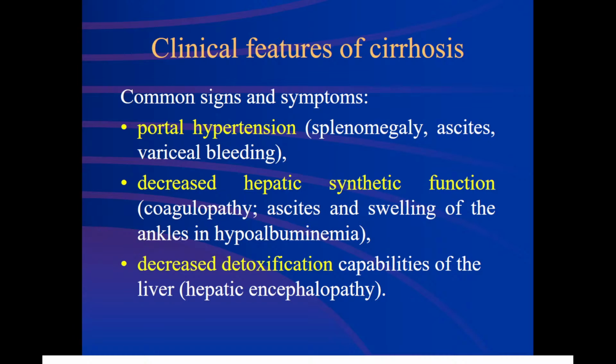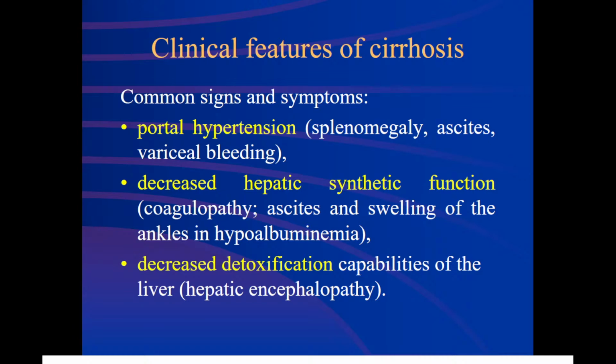Patient is predisposed to long-lasting bleeding, ascites and swelling of the ankles in hypoalbuminemia. Ascites has few reasons to develop. First of all, portal hypertension. Next one, hypoproteinemia. Decrease in oncotic pressure also leads to ascites and swelling of the ankles.